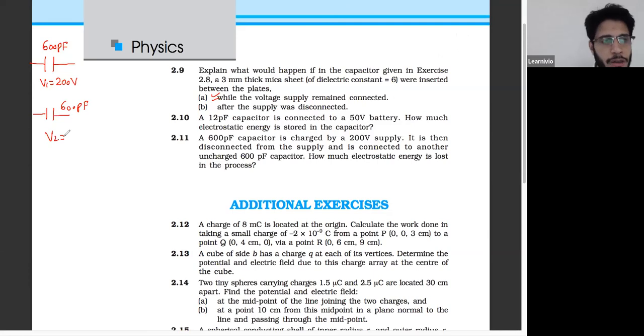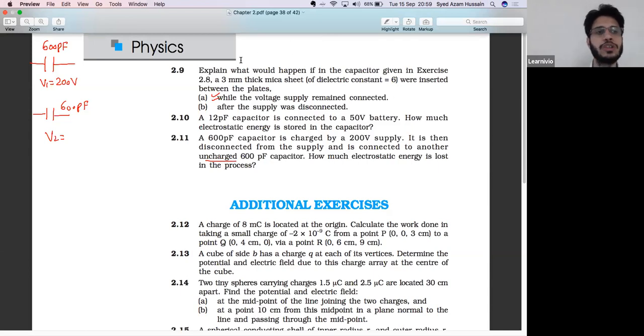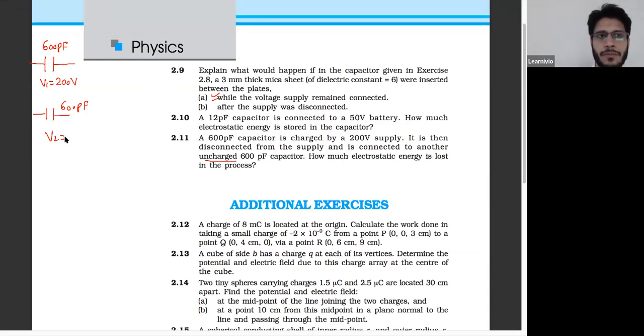What is the potential of this uncharged capacitor C2? In the question it's mentioned this is uncharged. If it is uncharged, that means no charge is stored in the capacitor, so its voltage should be zero. Uncharged means voltage is zero. So this is the scenario before sharing: one is a charged capacitor, the next one is uncharged.